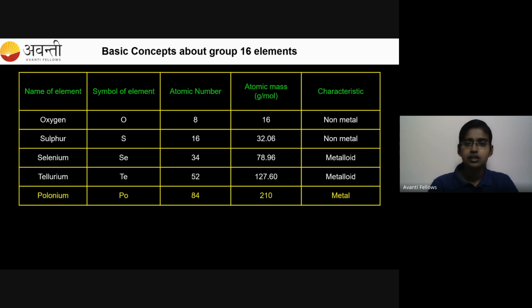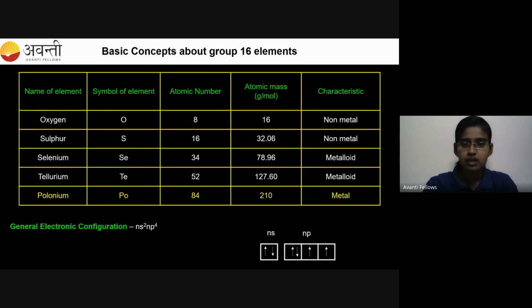So we are discussing the oxygen group basic concepts. These 5 elements are the elements of group 16, that is, the oxygen group members: oxygen, sulfur, selenium, tellurium, and polonium. The general electronic configuration of group 16 elements is ns2 np4. In the s orbital, we have 2 electrons, and in the p orbital, we have 4 electrons.